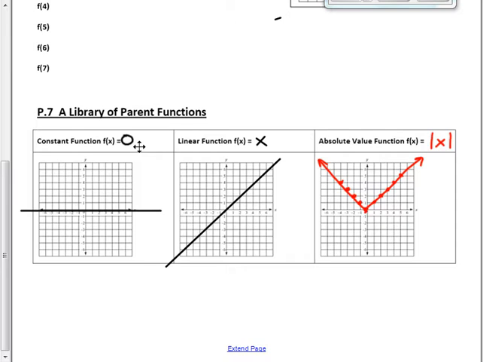A linear function, that's y equals x or f of x equals x. So it's a nice straight line. So if you see a straight line, it's either a constant function or a linear function. Absolute value. If you see a graph that is V-shaped, or you have an equation that's absolute value of x, you're going to create a graph that's a V-shape. And it'll always be that way. Okay? The parent of the absolute value is a V-shape that goes through the origin.